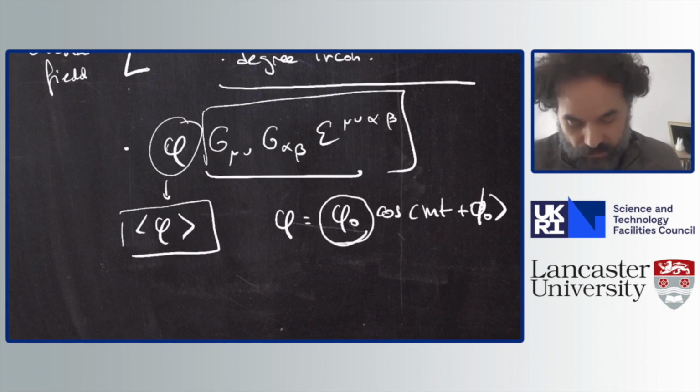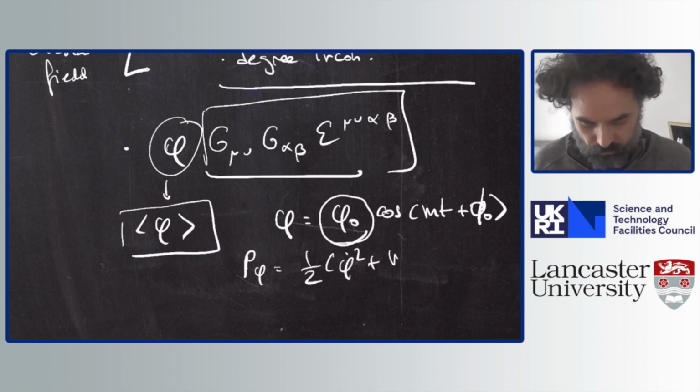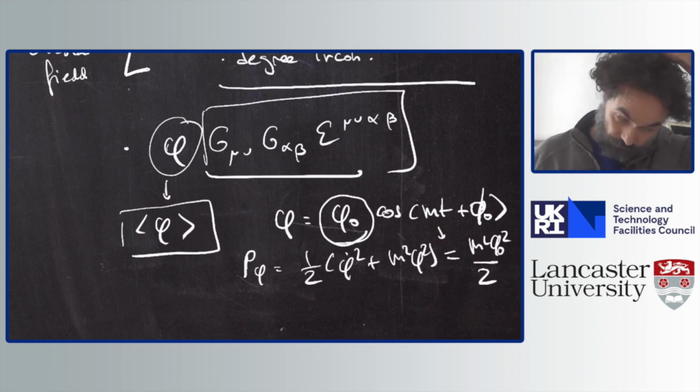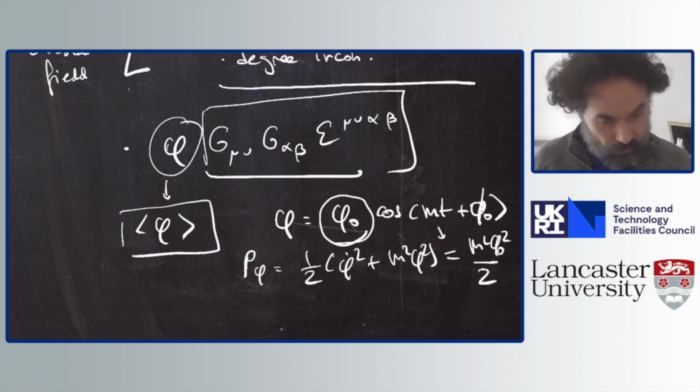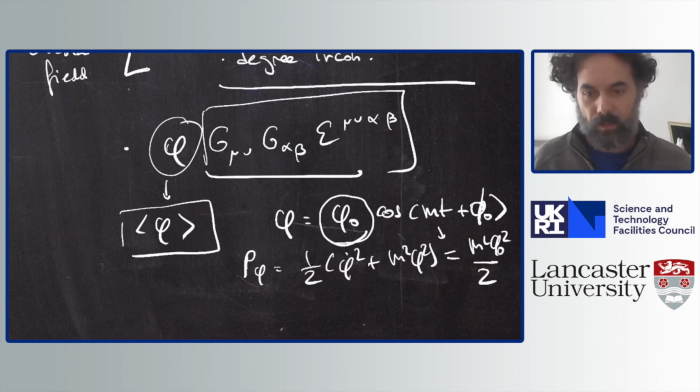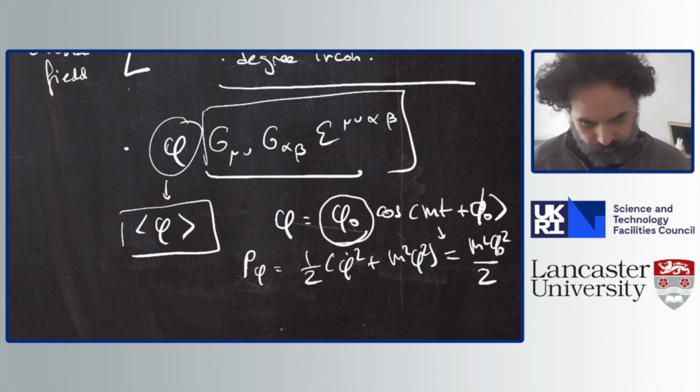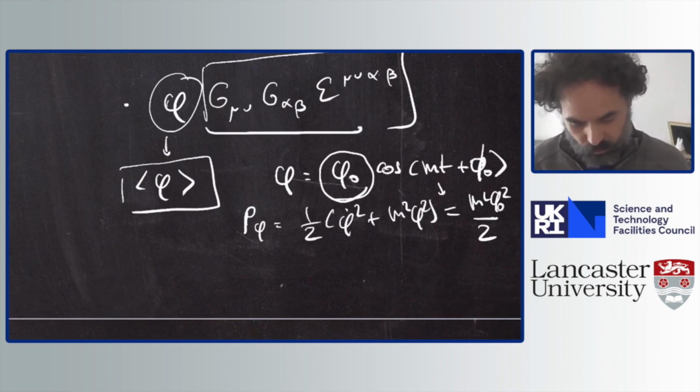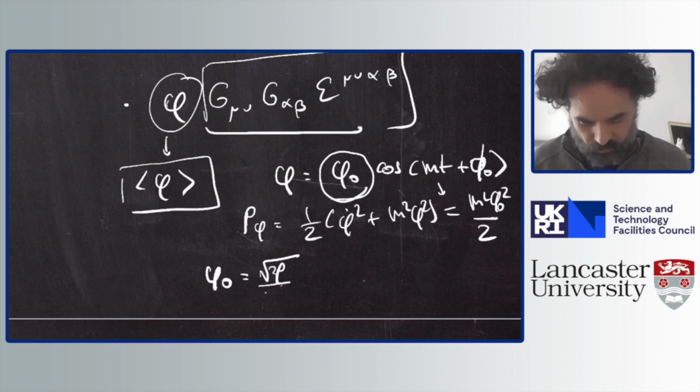What fixes phi 0 in this case is the fact that the energy density of the field, again, is what we wrote before, equals, if you plug this back here, m squared phi 0 squared over 2. Okay, you can check this. And remember that we are averaging over the oscillations. And in this case, since we know rho, we know that phi 0 is given by twice the square root of rho divided by m.